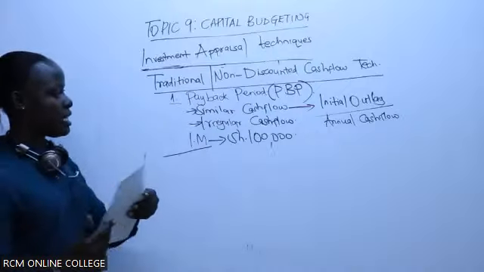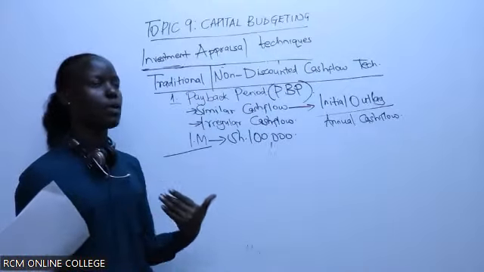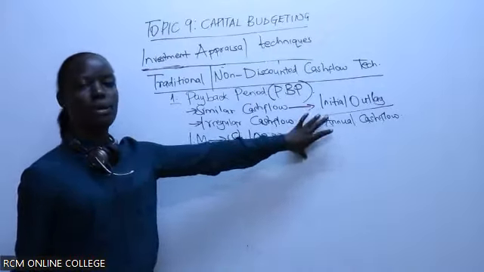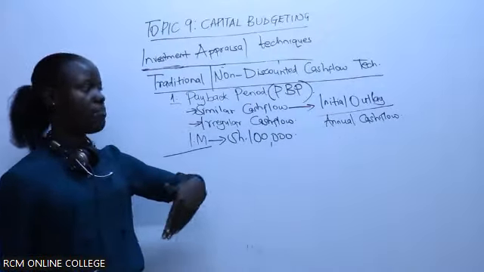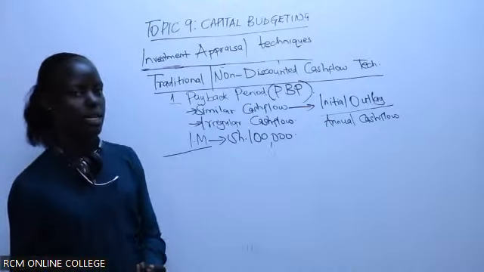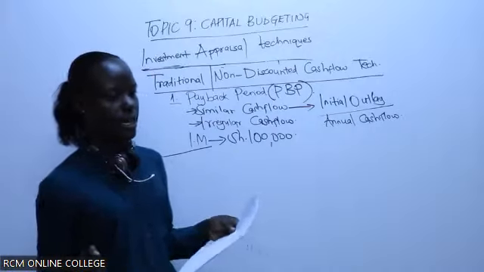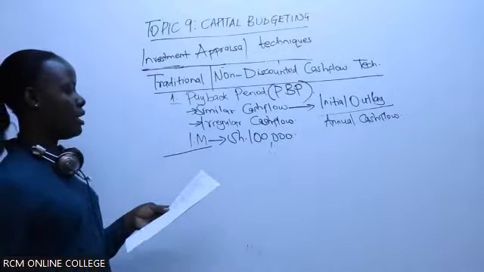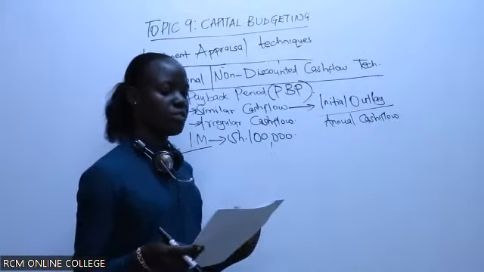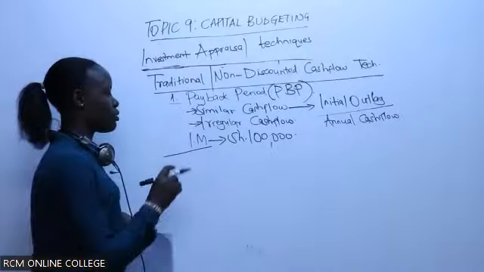You get the initial outlay, the initial amount that is required to facilitate the project, and the annual cash flows of the project. Is that okay? And from that, I want us to do an example. This is easier. For instance, you're told the cost of an investment of a project is 37,000.